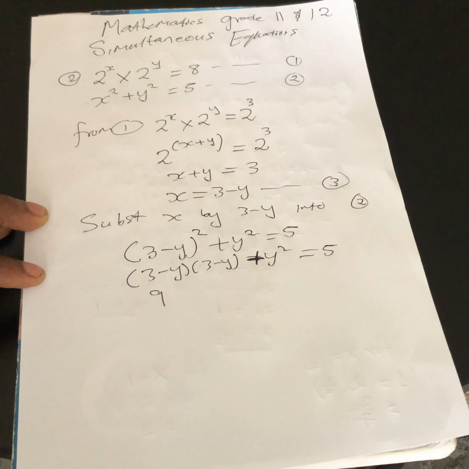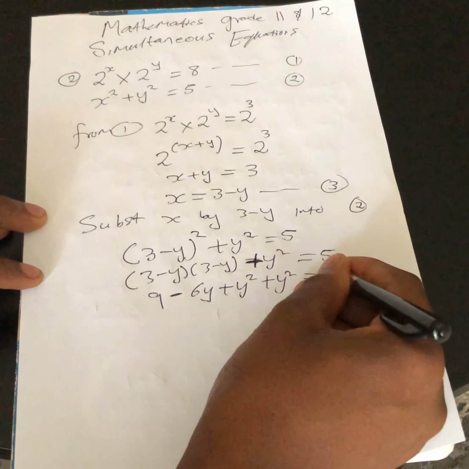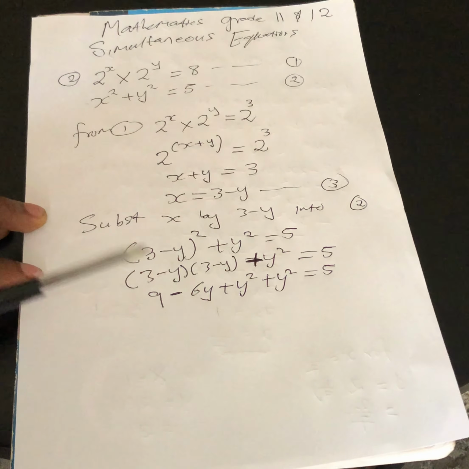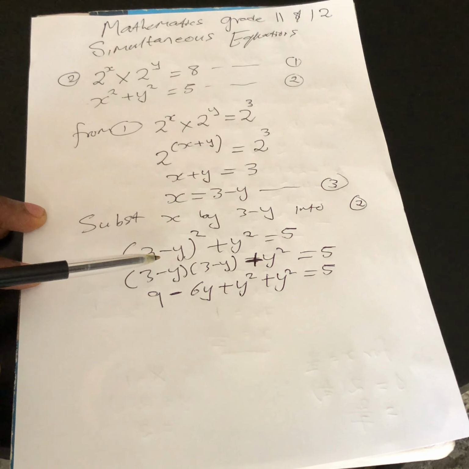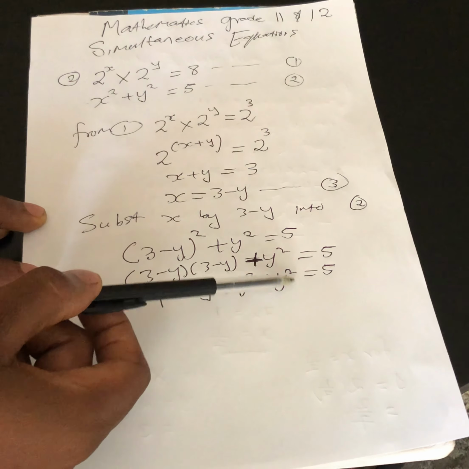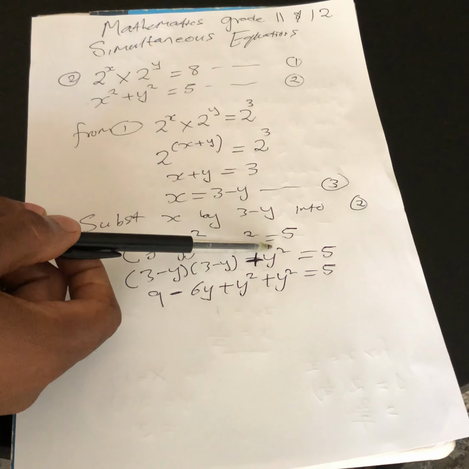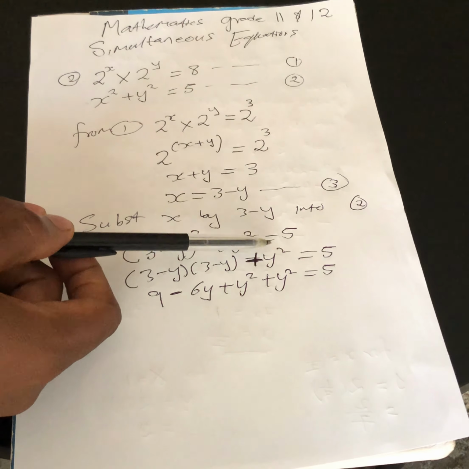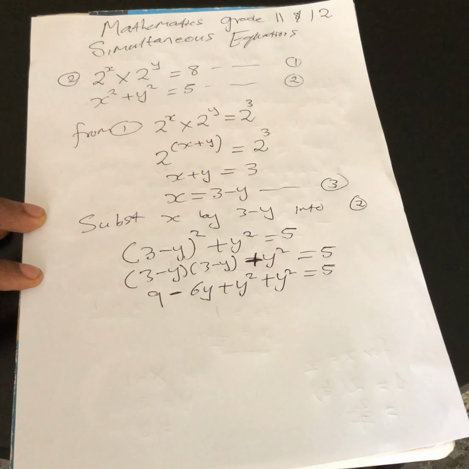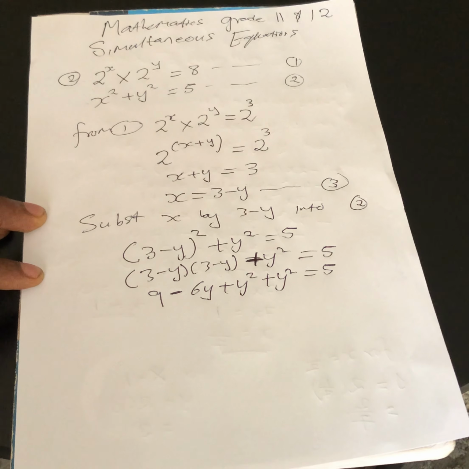Then we know that negative 3y minus 3y is equal to negative 6y, plus y squared, plus y squared is equal to 5. Please don't be confused. This y squared is from negative y multiplied by negative y. You find this y squared, and this other y squared is the result of this one. We just took this one down. We did not do anything about that.